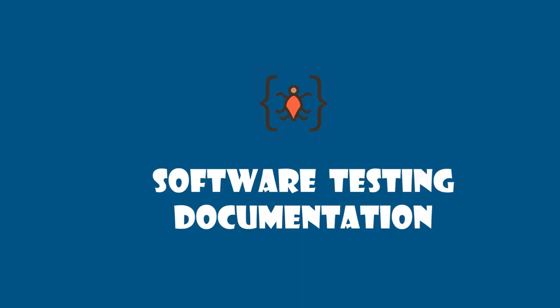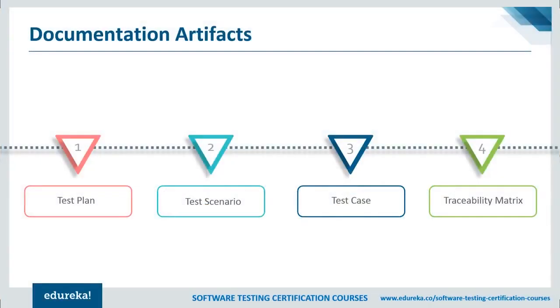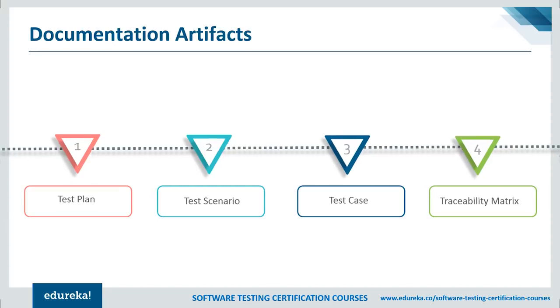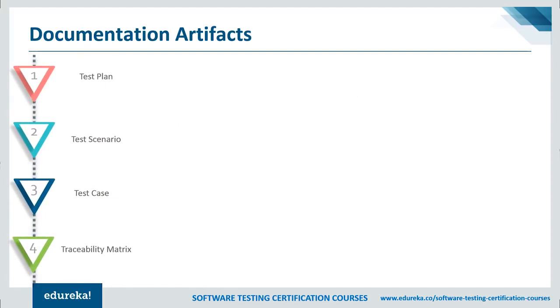Here you will learn to dig into how documentation is beneficial while testing along with some other features of it. So why do you think documentation is necessary? Some commonly applied documentation artifacts associated with software testing are test plan, test scenario, test case, and traceability matrix. Let's discuss each of these in brief.